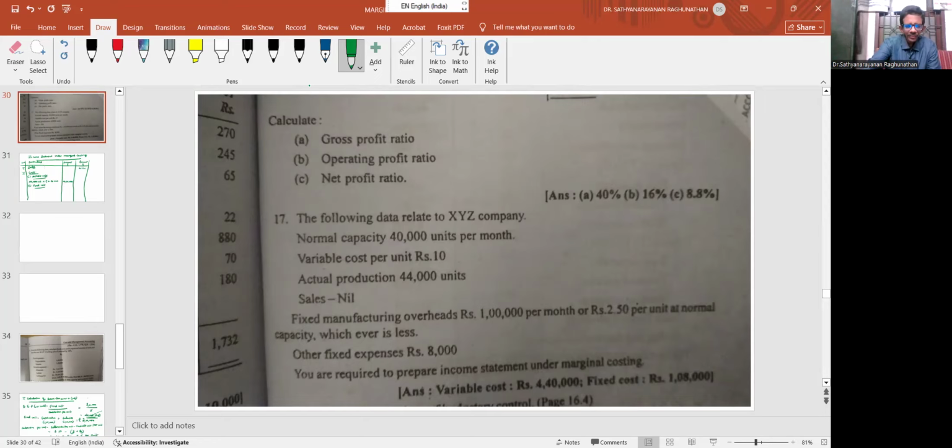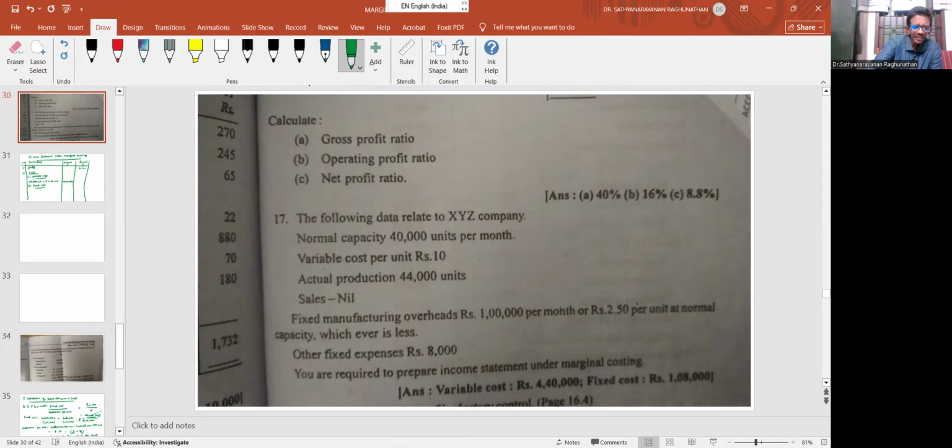Now, fixed manufacturing overhead 1 lakh per month or 2 rupees 50 paisa per unit at normal capacity, whichever is less. So you see the condition here. Fixed cost, as far as this particular problem is concerned, consists of fixed manufacturing overheads and other fixed expenses, 8,000. Fixed manufacturing overhead is 1 lakh rupees per month or 2 rupees 50 paisa per unit at normal capacity, whichever is less.